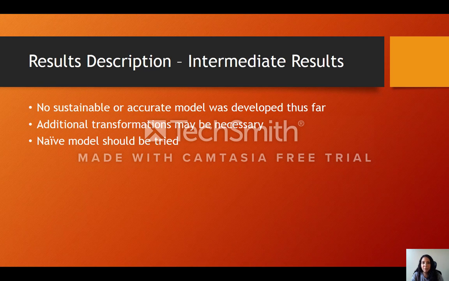Based on those intermediate results, there was obviously no sustainable or accurate model. We didn't get anything that we felt comfortable handing off to ABC Company and allowing them to use in their call center. We did decide that some additional transformations could be helpful and make those models a lot stronger. And at this point we also decided to try naive models and moving average models. Again, they're pretty easy to add late in the game, easy to explain, and easy and quick to run. It was something else we hadn't tried that might produce better results for us.